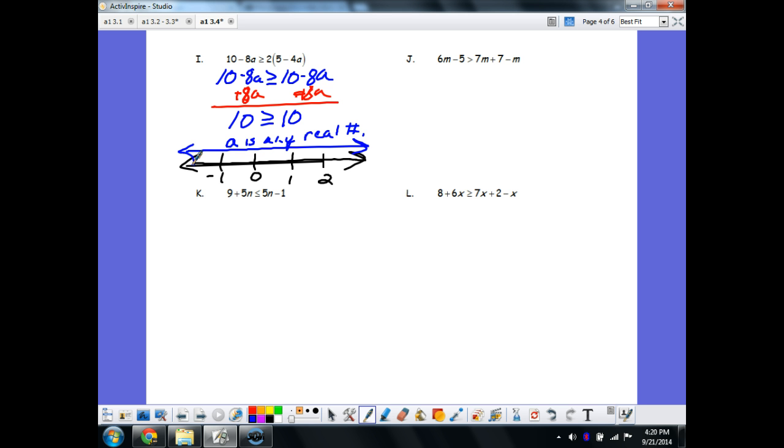Now, in the second one, first thing we want to do is combine these like terms, 7m minus m. So 6m minus 5 is greater than 6m plus 7. And then we want to subtract 6m to get the variable on one side. But once again, the variables cancel. They completely cancel, so we are left with negative 5 is greater than 7. So when is negative 5 greater than 7? Well, it is never greater than 7. So therefore, we have no solution.